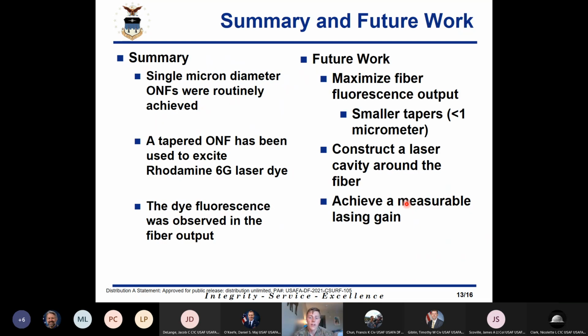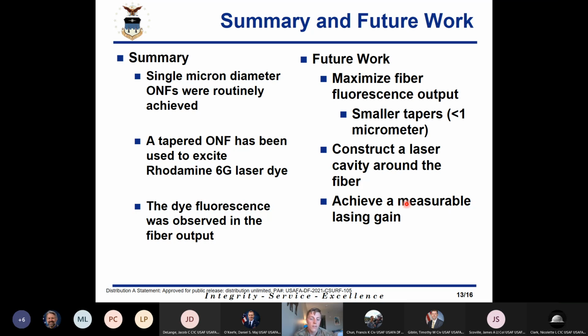So just a quick summary and where we're going in the future. We've achieved these single micron diameter optical nanofibers routinely. Again, you see we're about at the 3 to 4 micron range, maybe a little smaller. We really can't tell with our current setup.